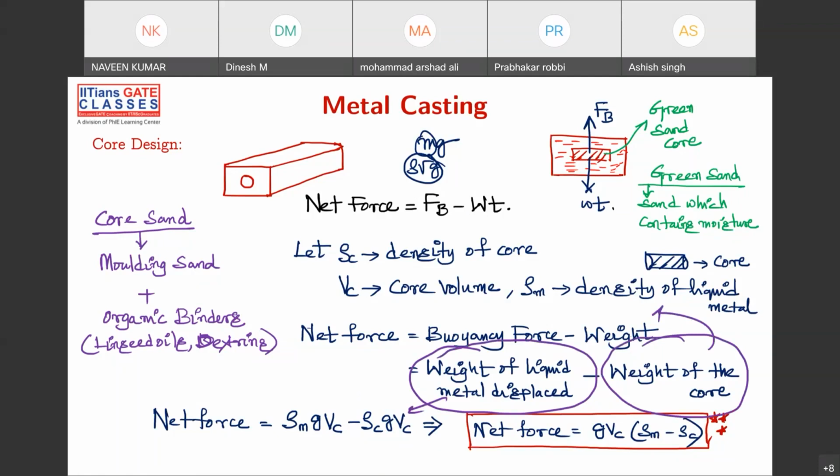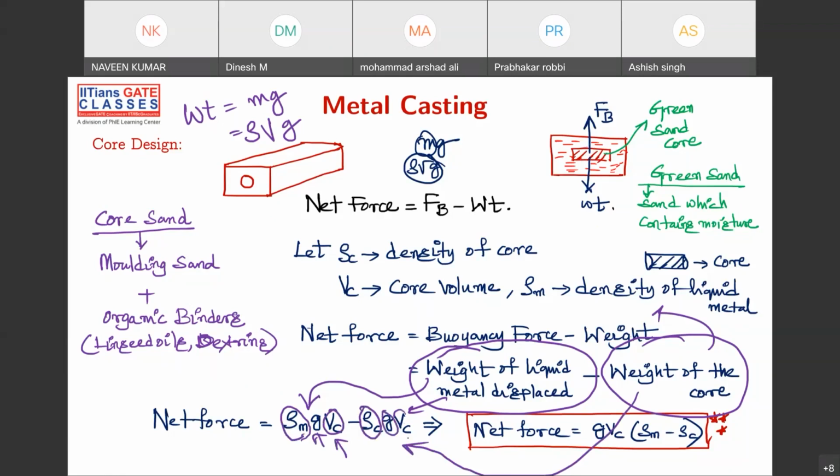And what is the weight of the liquid metal displaced? Weight is m into g, and m is density into volume, so weight is rho g V: density of liquid metal into gravity into volume of the core, because when you put the core inside, that same volume will be displaced, right? So it is the volume of the core itself. And the weight of the core is density of core into gravity into volume of the core. You can take g into Vc common, and density of metal minus density of core. That is the net force.